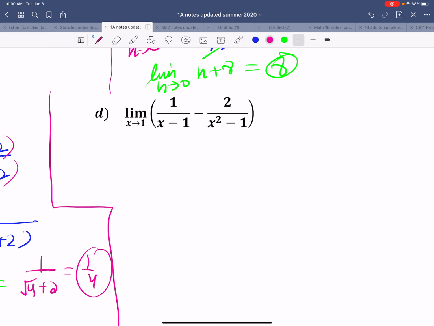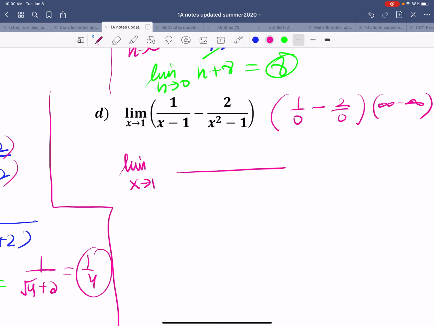Next example, part D. Let us see what happens. What kind of form am I dealing with? If I plug a 0 in there, 1 over 0 minus 2 over 0. 1 over 0 is infinity, so infinity minus infinity, and that is an indeterminate form here again. Indeterminate form means I need to use some more algebra techniques. As x approaches 1, I can get a common denominator. I will multiply the first fraction, numerator and denominator, by x plus 1. So x plus 1 minus 2 is what I'm left with in the numerator. Limit as x approaches 1, x minus 1 over x squared minus 1.